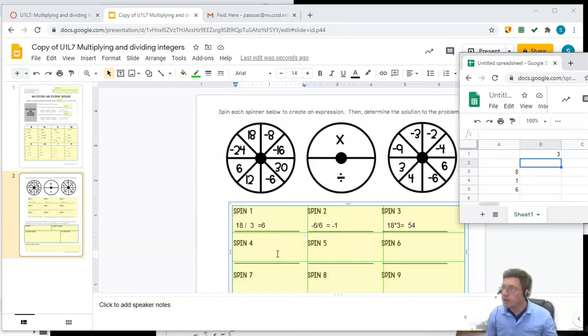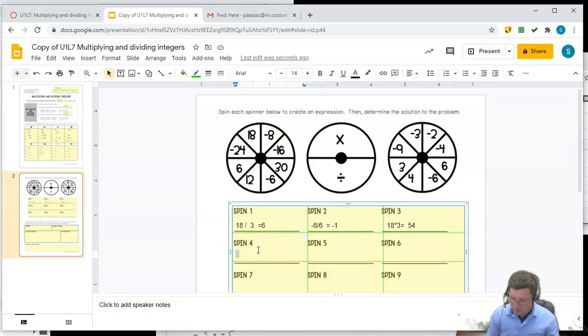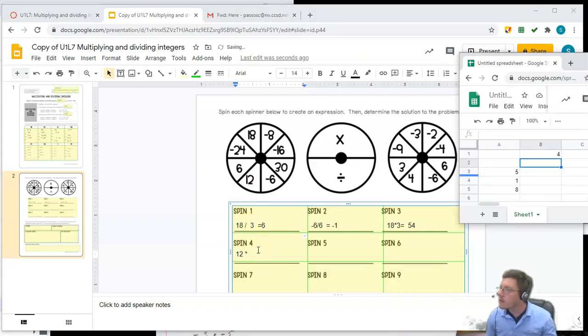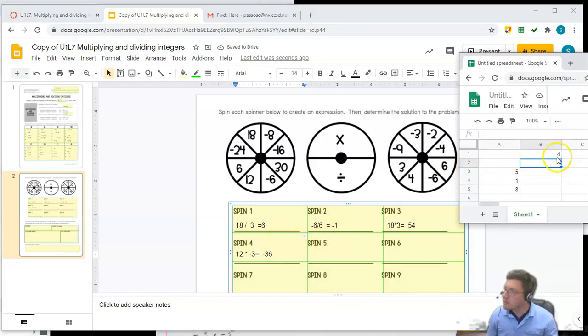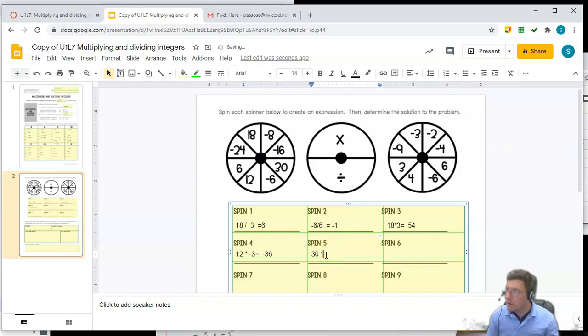Let's go ahead and check out number 4. So it's going to be number 5 here, which is 12 times, and I already forgot what it was, the 8th term, and that was negative 3. That's going to equal negative 36. Let's check out our next spin. Let's put in number 5 here. So we get 3, 1, 2, 3, so we're going to get 30 times, let's see what it was, number 5, 1, 2, 3, 4, 5, 30 times 4, that's going to equal 120.